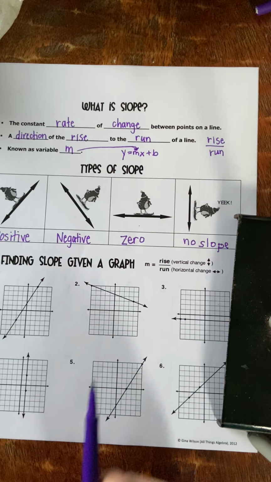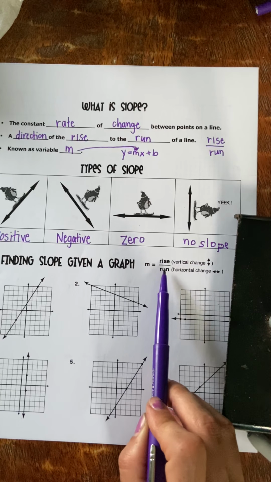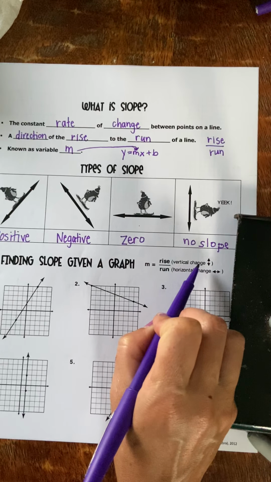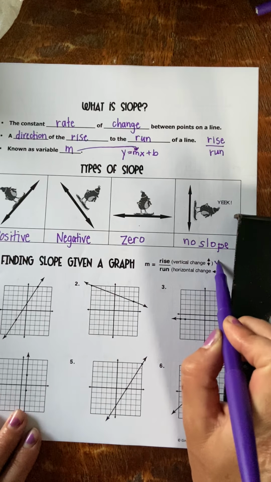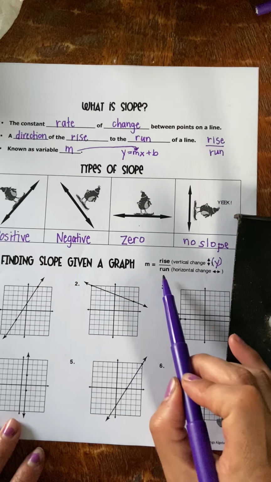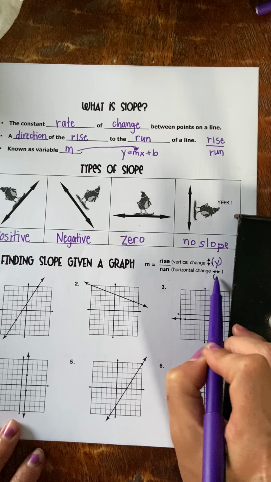Okay, so let's look at this. Rise over run is the vertical change over horizontal change. When you talk about vertical change, those are your y numbers, the numbers on your y-axis. And when you talk about run, your horizontal change, that is your x-axis.